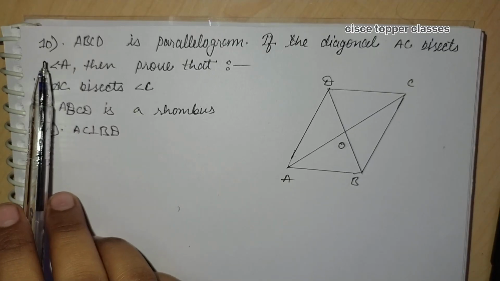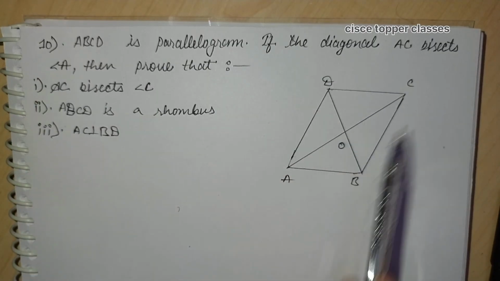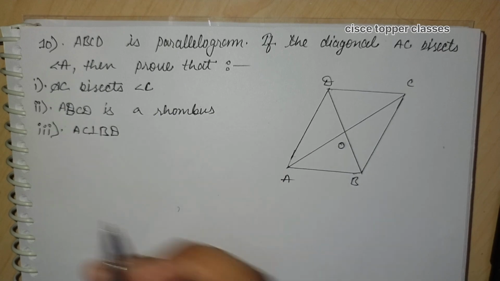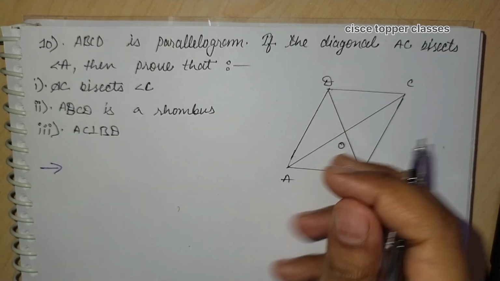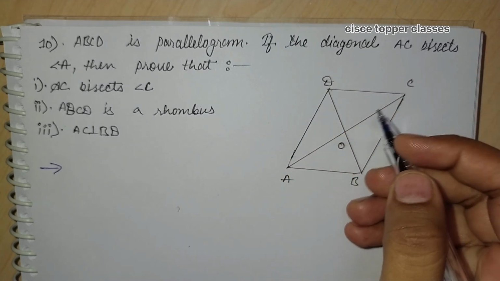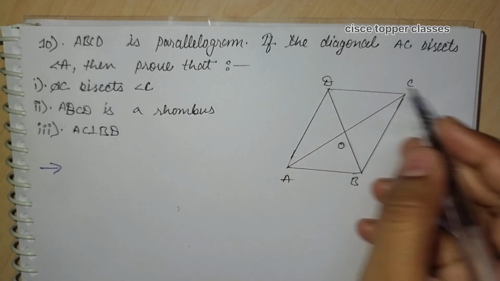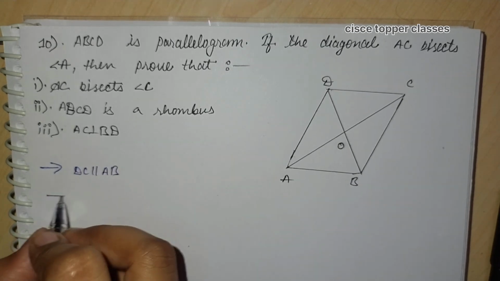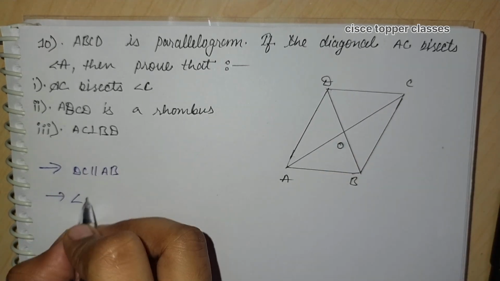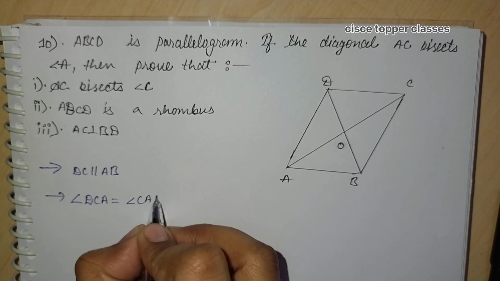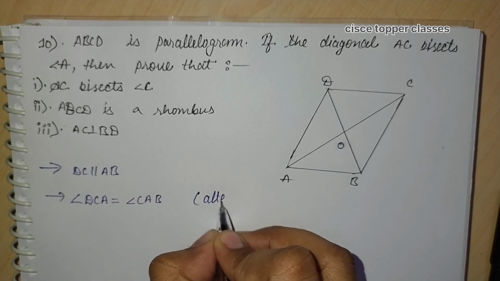Let us solve the 10th question here. ABCD is a parallelogram. If the diagonal AC bisects angle A, then prove that AC bisects angle C. As opposite sides of a parallelogram are parallel, DC is parallel to AB. So as DC is parallel to AB, angle DCA is equal to angle CAB, because these are alternate angles.